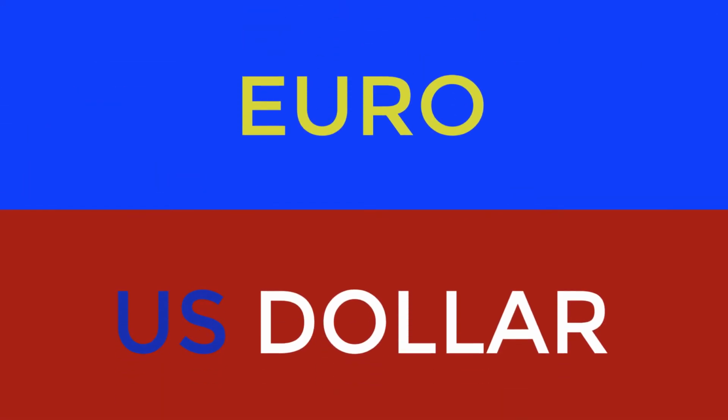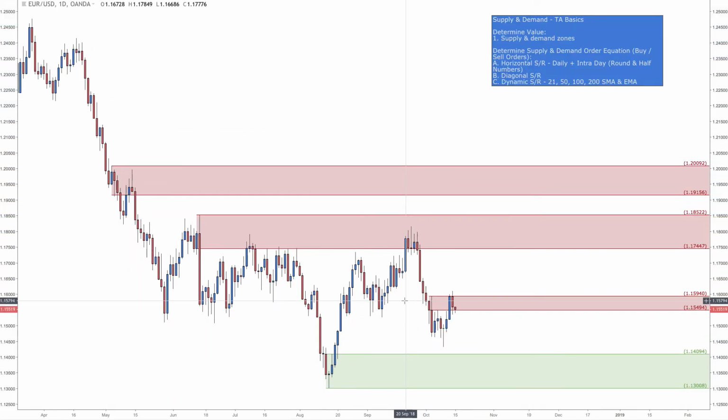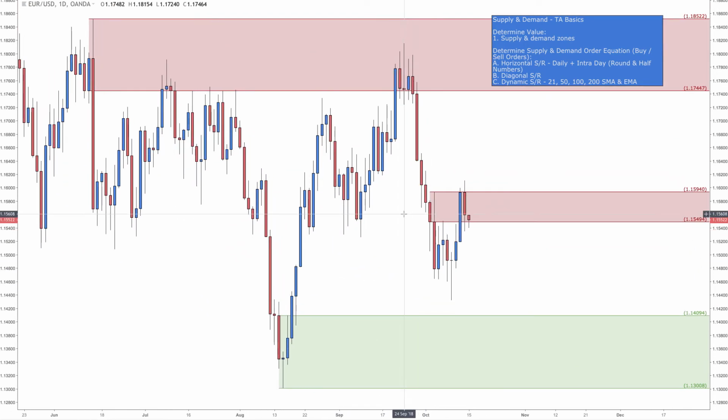Moving on to the euro dollar. I'm also in this trade short from Friday, and we had some hidden supply here.